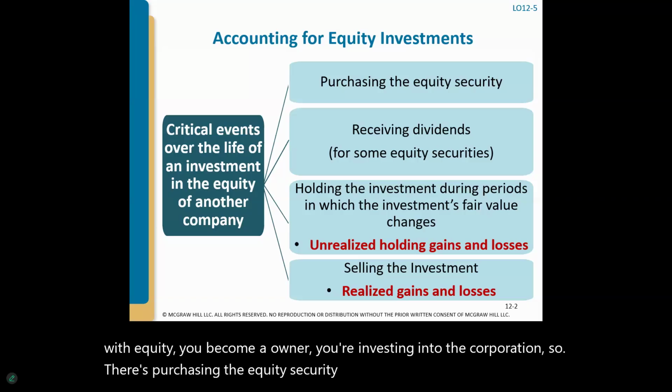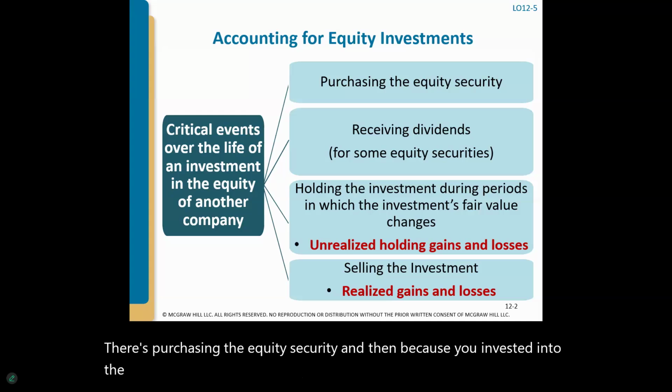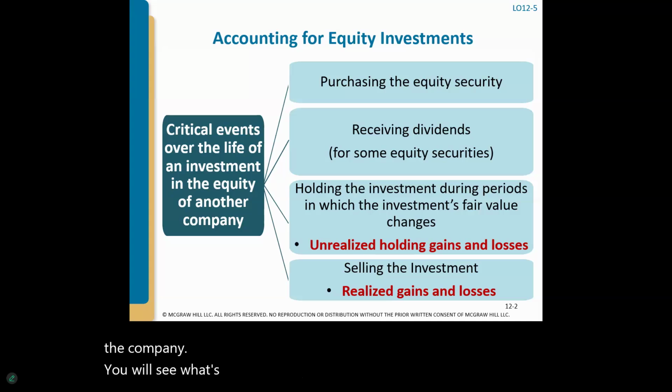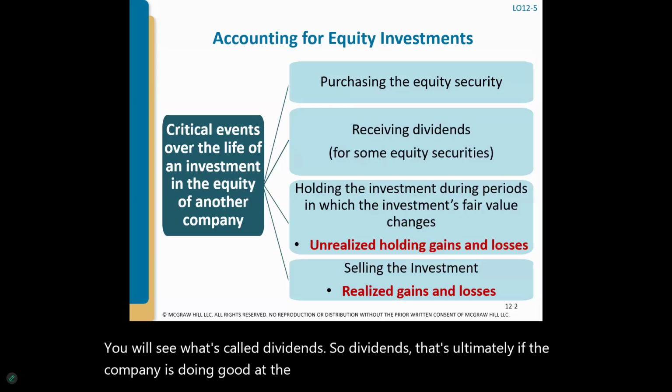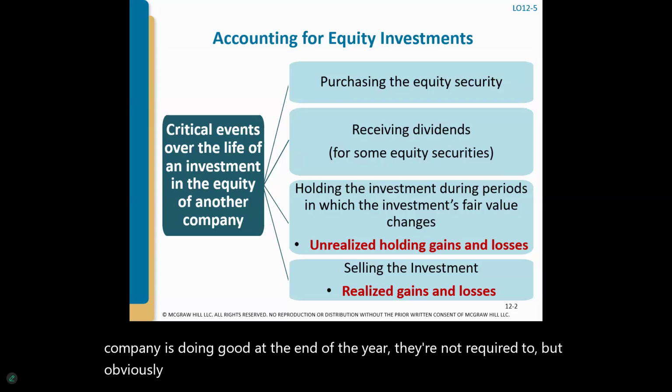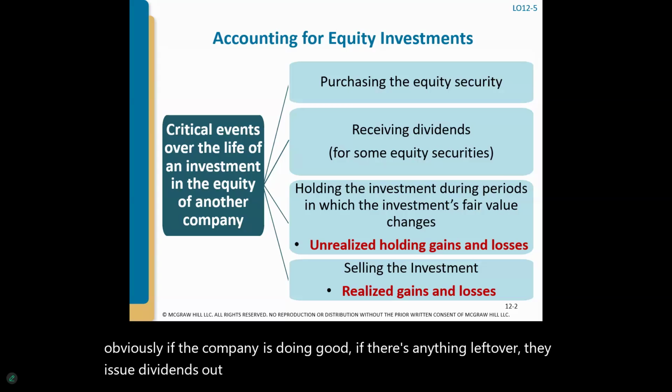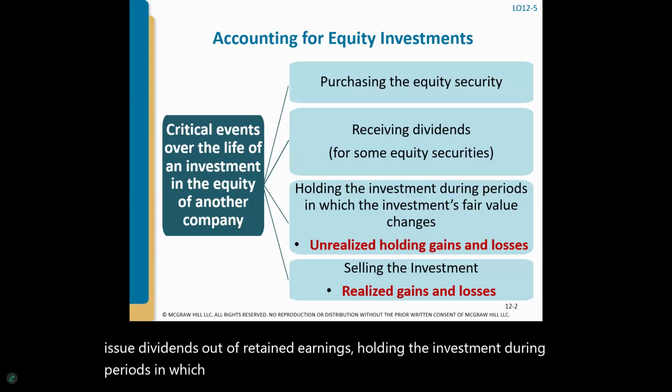And then because you invested in the company, you receive what's called dividends. Dividends are ultimately if the company is doing well at the end of the year. They're not required to, but obviously if the company is doing well and there's anything left over, they issue dividends out of retained earnings. Then there's holding the investment during periods in which the investment's fair value changes.